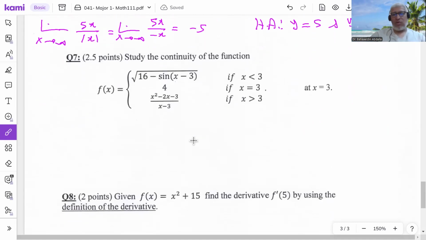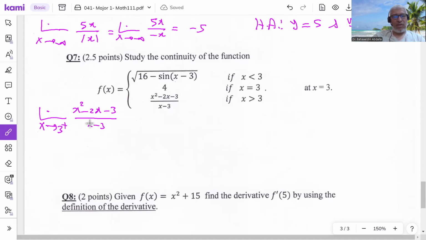Study the continuity of the function at x equals 3. Well, I need to check that f is defined at 3. Yes, it's equal to 4. I need to find the limit when x approaches 3. The definition of the function changes around 3, so I'll find the limit when x approaches 3 from the right. From the right, if x is greater than 3, then this is the definition of the function.